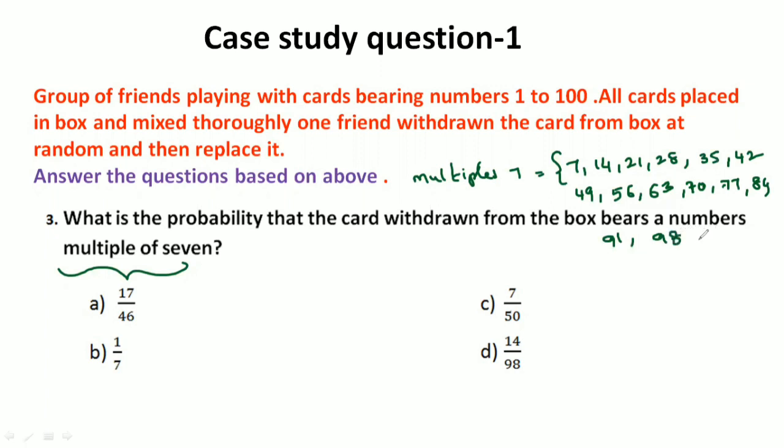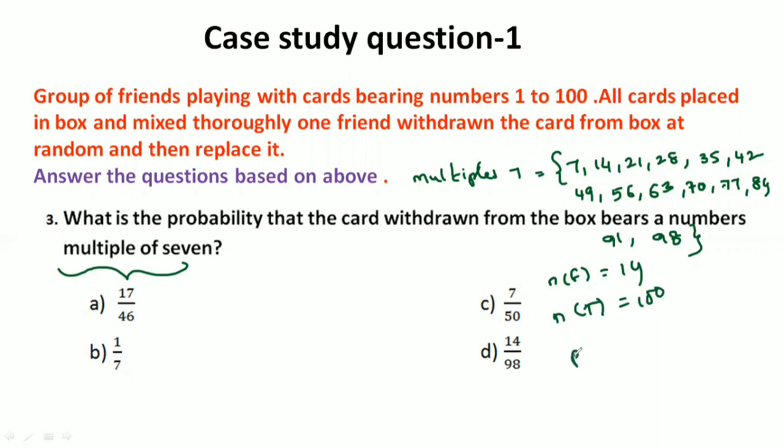Again, 15 sevens are 105, which is more than 100, so we are not supposed to take it. So 98 is the last multiple of 7 which is less than 100. These are the favorable outcomes, the multiples of 7. Now let us count: 1, 2, 3, 4, 5, 6, 7, 8, 9, 10, 11, 12, 13, 14. So the number of favorable outcomes is 14 and the total number of outcomes is 100.